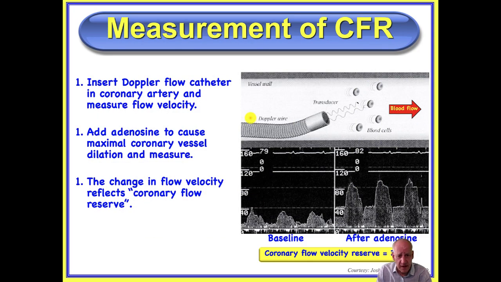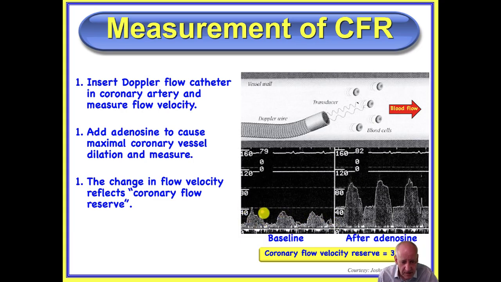Coronary flow reserve can be measured in the catheterization lab. A catheter is threaded up into the coronary artery and it has a Doppler flow transducer and sensor on its tip. This allows for the measurement of the linear velocity of blood flow. Blood flow velocity is first measured under baseline conditions. You see that coronary blood flow is phasic with each cardiac cycle.